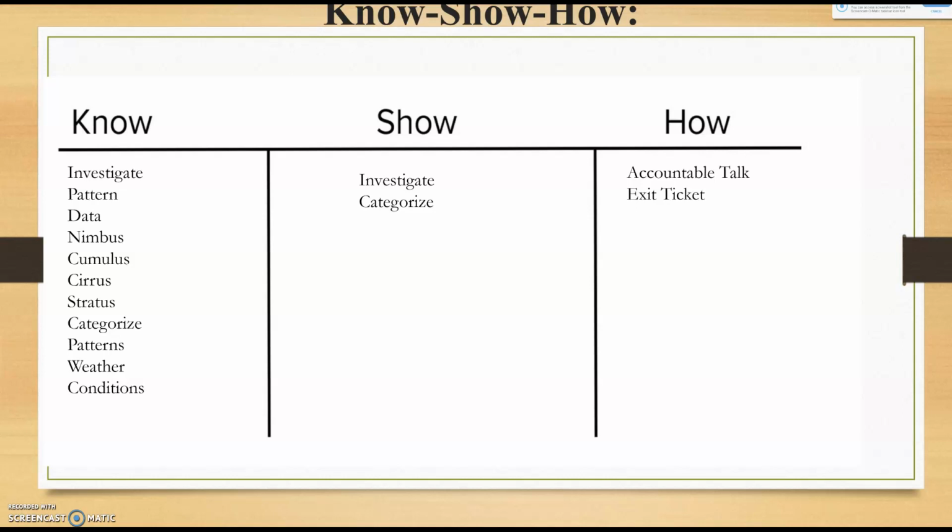This is the know, show, and the how. What you will know: you will know to investigate pattern, data, nimbus, cumulus, cirrus, stratus, and so on. You will show by investigating and categorizing. How? You will be accountable with the talk, an exit ticket, and also a quiz at the end of this lesson.